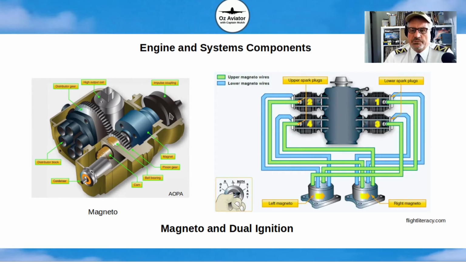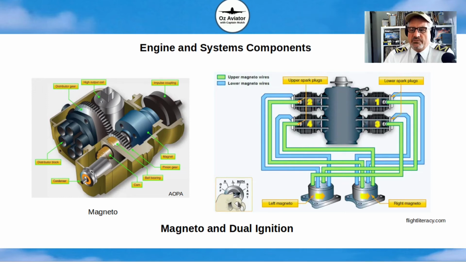Now note here there's also impulse coupling. We'll have a look at what the impulse coupling does in a minute or so, but there is usually only one impulse coupling on one of the magnetos, off the left magneto. And like I said, we'll look at that in a minute.